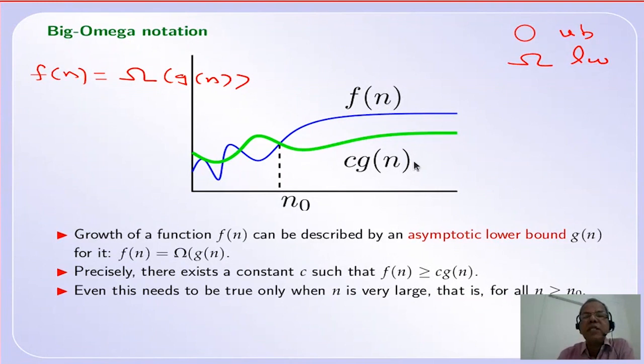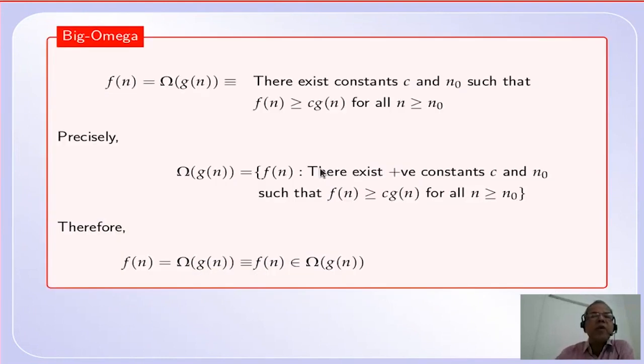Informally, I will say g of n is an asymptotic lower bound. Actually, I mean f of n is greater than or equal to c times g of n. As I said before, even this need not be true for all values of n. This needs to be true only beyond a certain value of n, such as n0. So the definition is very similar to what we gave before. F of n is big omega of g of n is equivalent to saying there exist constants c and n0 such that f of n is always greater than or equal to c times g of n for all values of n above a certain value n0.